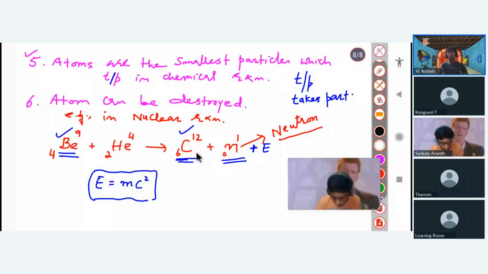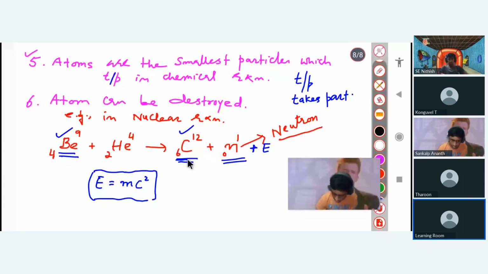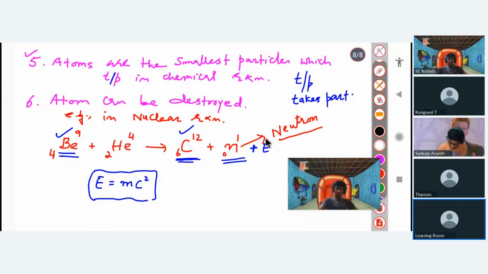What will happen to the destroyed molecules or atoms? It will be converted into energy. He just said, right? Yes, here it got destroyed. We have also got the energy, we have got the neutron, we have got another element, carbon, from this beryllium. So that means it is the destruction here. That means atom has been destroyed.